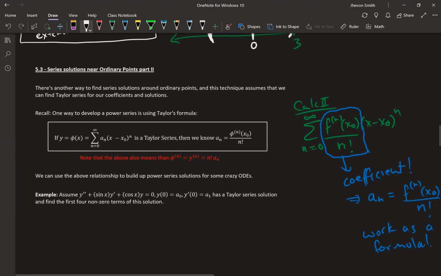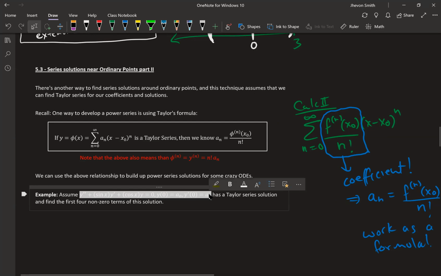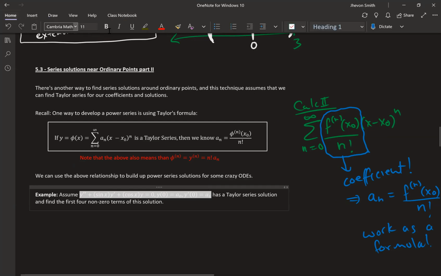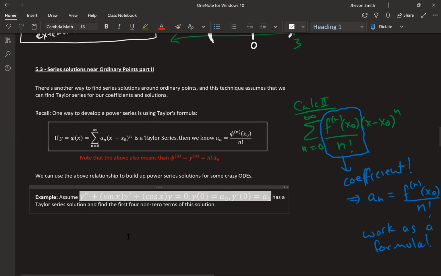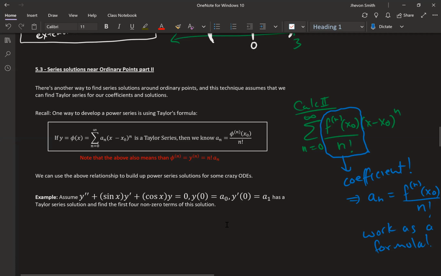And so that gives you just another option. Let me actually show you an example where we can take this idea and develop something very nice. Look at this ODE right here. We are going to assume that it has a Taylor series solution, and we're going to find it.